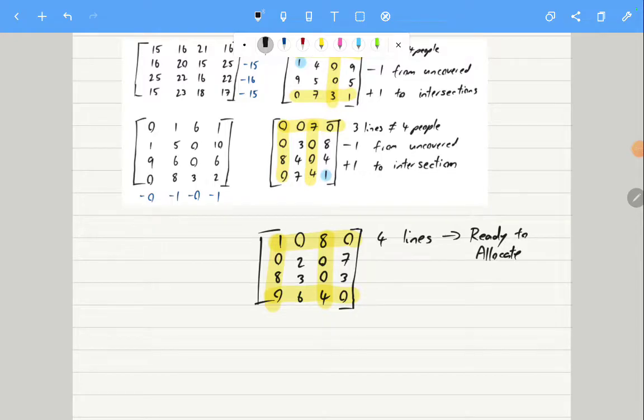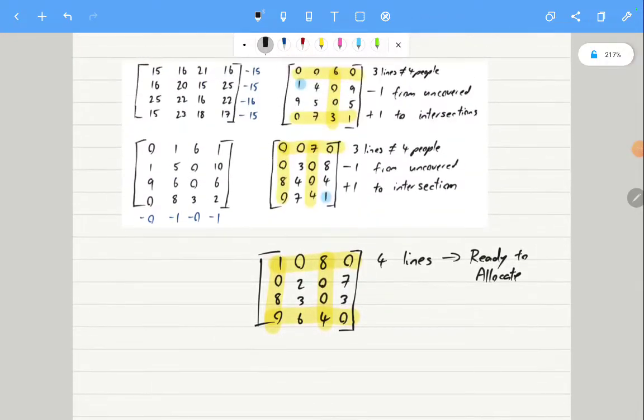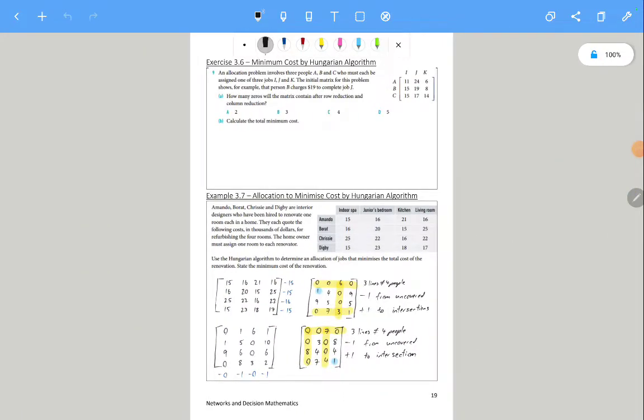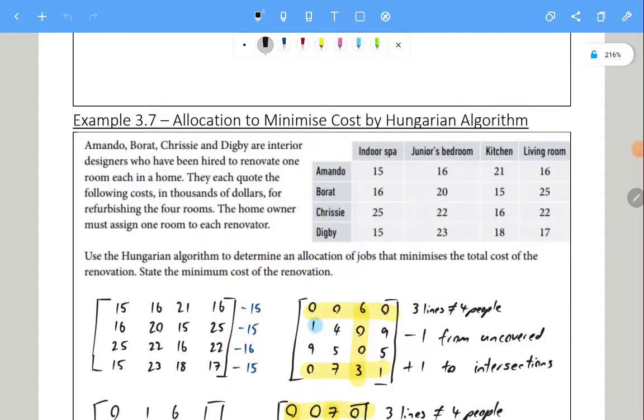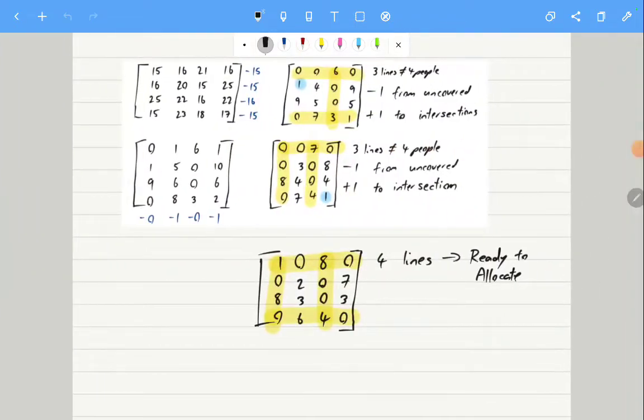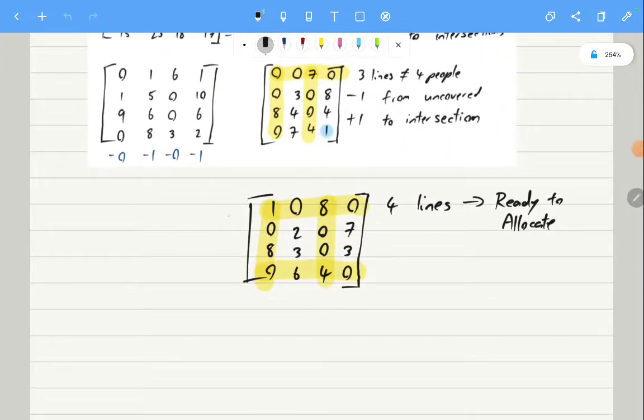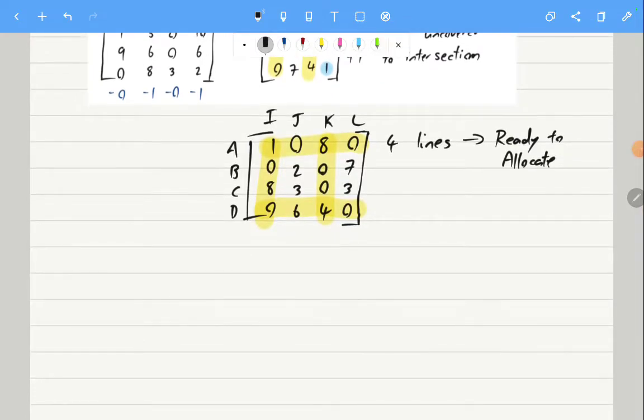So, draw the bipartite graph. Now we have to go back to the question just for a moment. It's Amanda, Borat, Chrissy, and Digby, so A, B, C, D. And it's an indoor spa, junior's bedroom, kitchen, and living room, so I, J, K, L. So, let's go through. A, B, C, D, I, J, K, L. And once again, we're going to draw that bipartite graph.